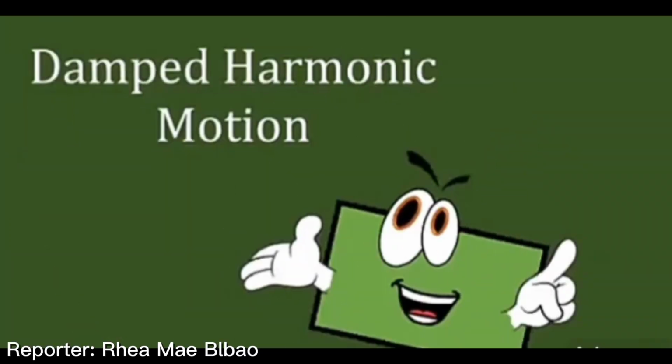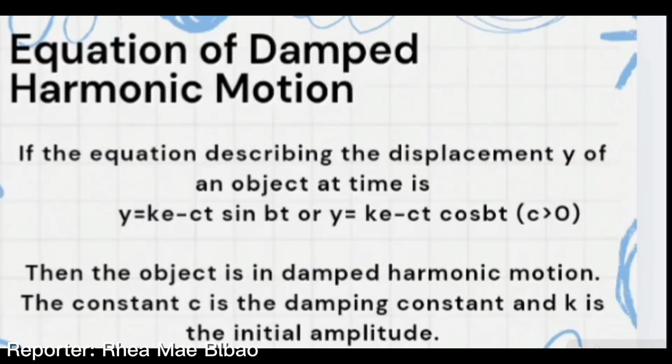Damped harmonic motion. Equation of damped harmonic motion: the equation describing the displacement y of an object at time t is y equals k e to the minus ct sine bt, or y equals k e to the minus ct cos bt, for the constant c greater than 0. Then the object is in damped harmonic motion. The c constant is the damping constant and k is the initial amplitude.